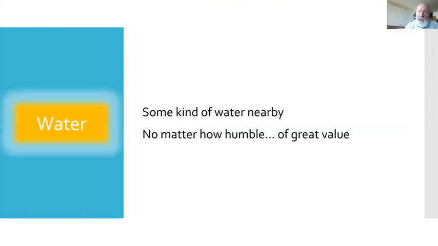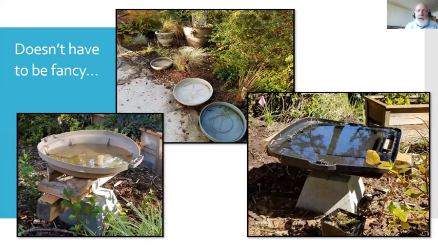Now, water. So food and water, some kind of water nearby, no matter how humble, makes a huge difference. I had no idea how much more bird activity I could introduce into my landscape by adding a simple water feature. And I'm telling you, these are my pictures, right? I'm talking about just using upturned garbage can lids. Upturned garbage can lids properly placed can be quite interesting to a whole different variety of birds.